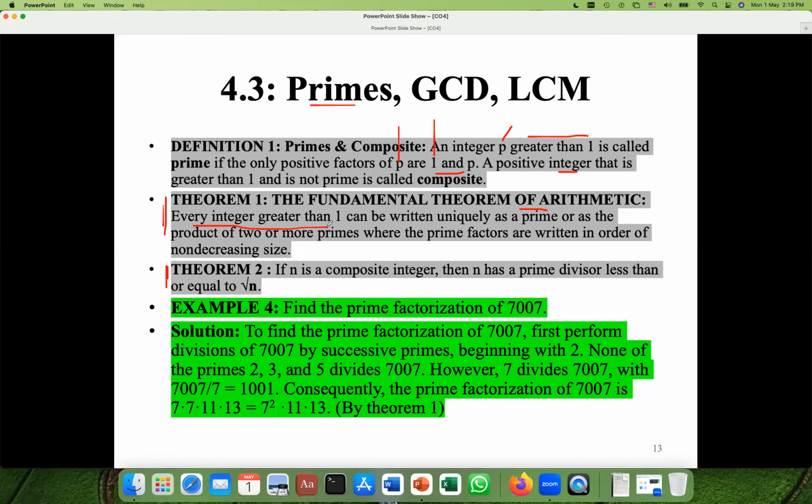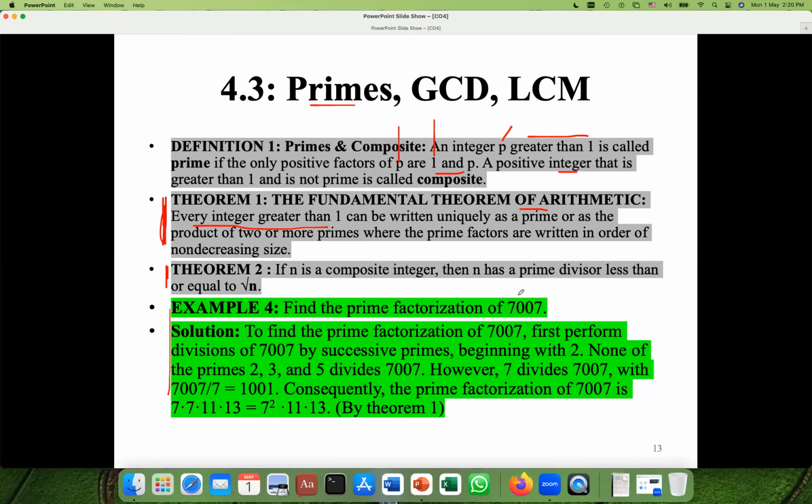We represent the set of integers with Z. You know that. So every integer in that set greater than 1, you can write uniquely as a single prime number or a product of two or more prime numbers. You will understand this definition of theorem 1 in the example, and then you will get that understanding.